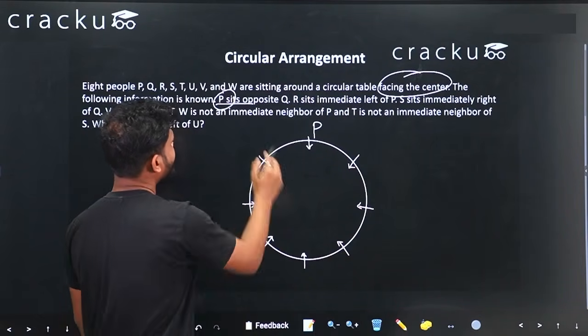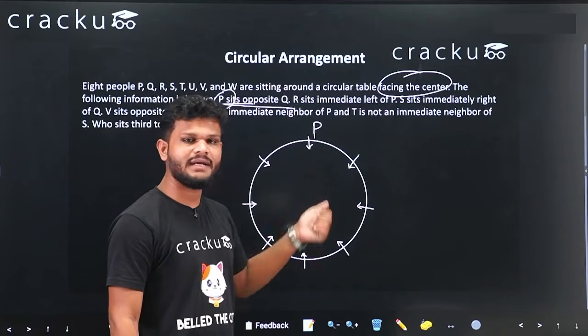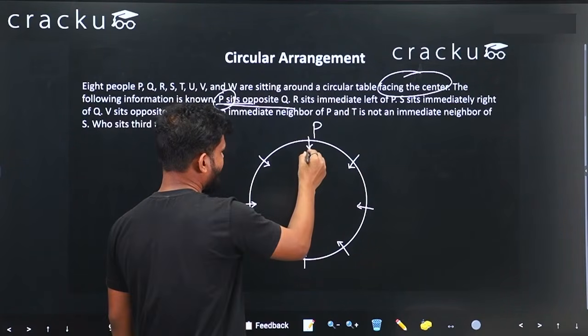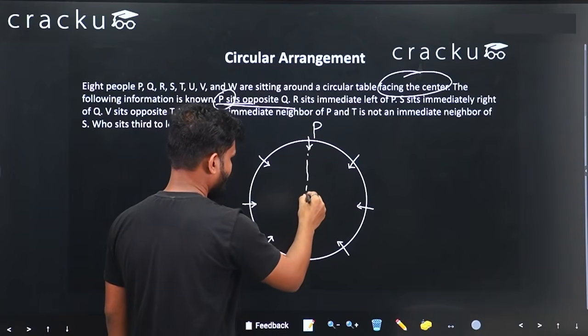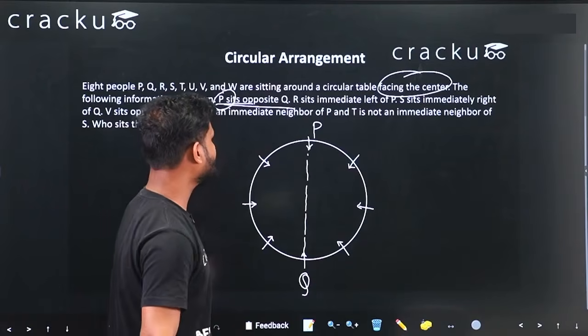Now what does it tell? P sits opposite to Q. So Q will sit diametrically opposite to P. What is diametrically opposite to P? It will be this position. So Q will be sitting here.